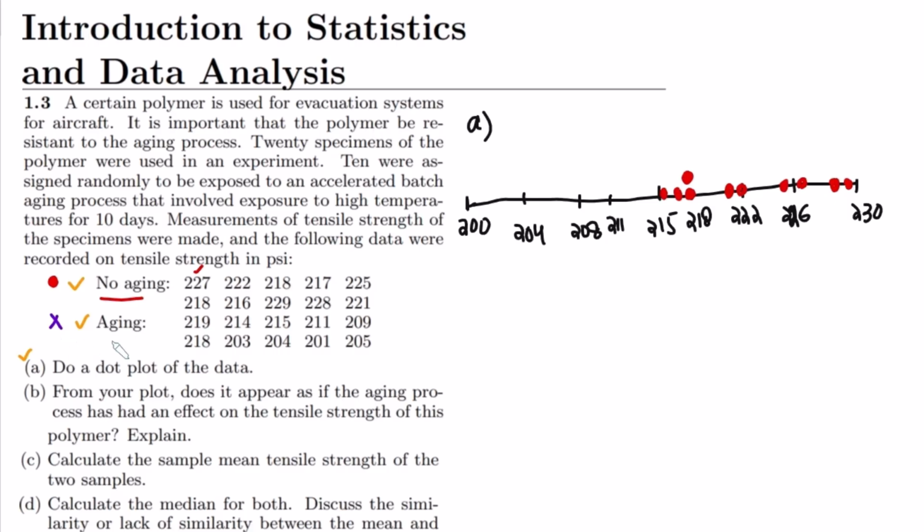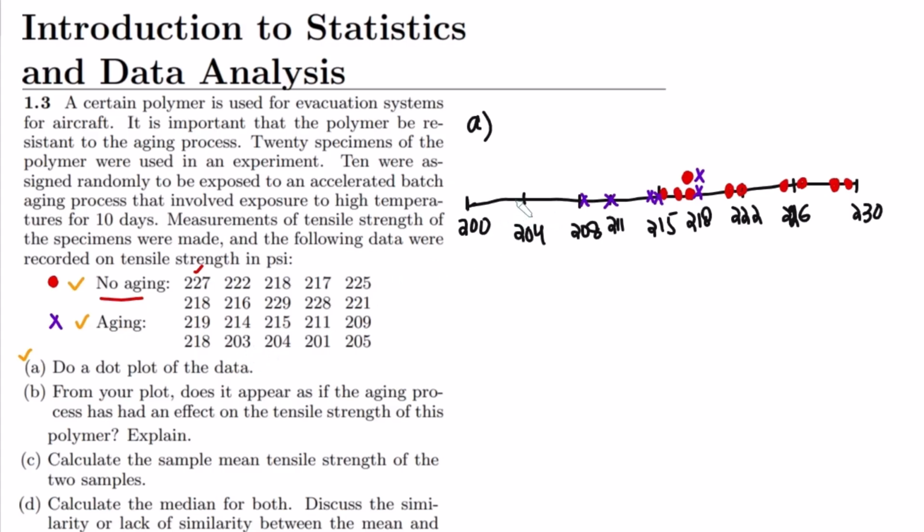So the first data point is 219, and 219 is somewhere here. Okay, the other one is 214, it is here. 215, okay, it is here. 211 here. 209 here. 218, okay, so it is here.